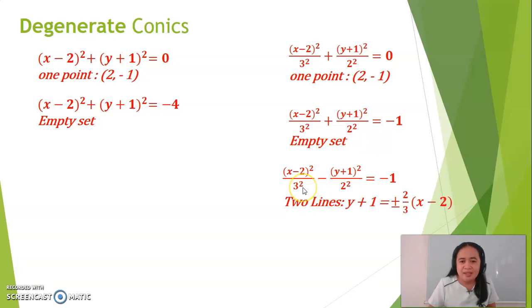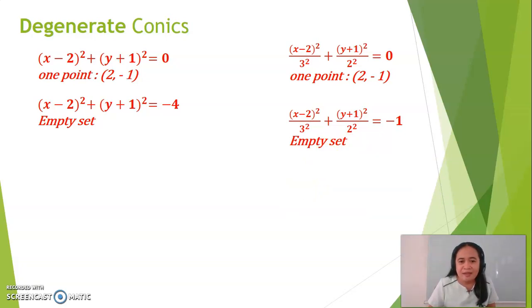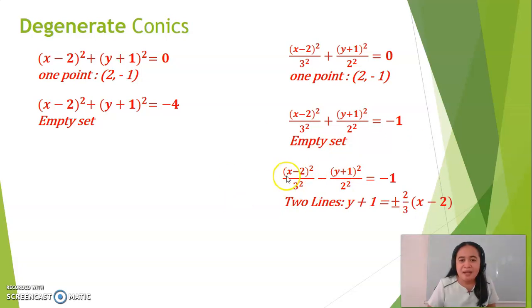And this one is an example of a hyperbola. But take note, it's equated to negative 1. When you sketch this, you will end up with basically two intersecting lines.